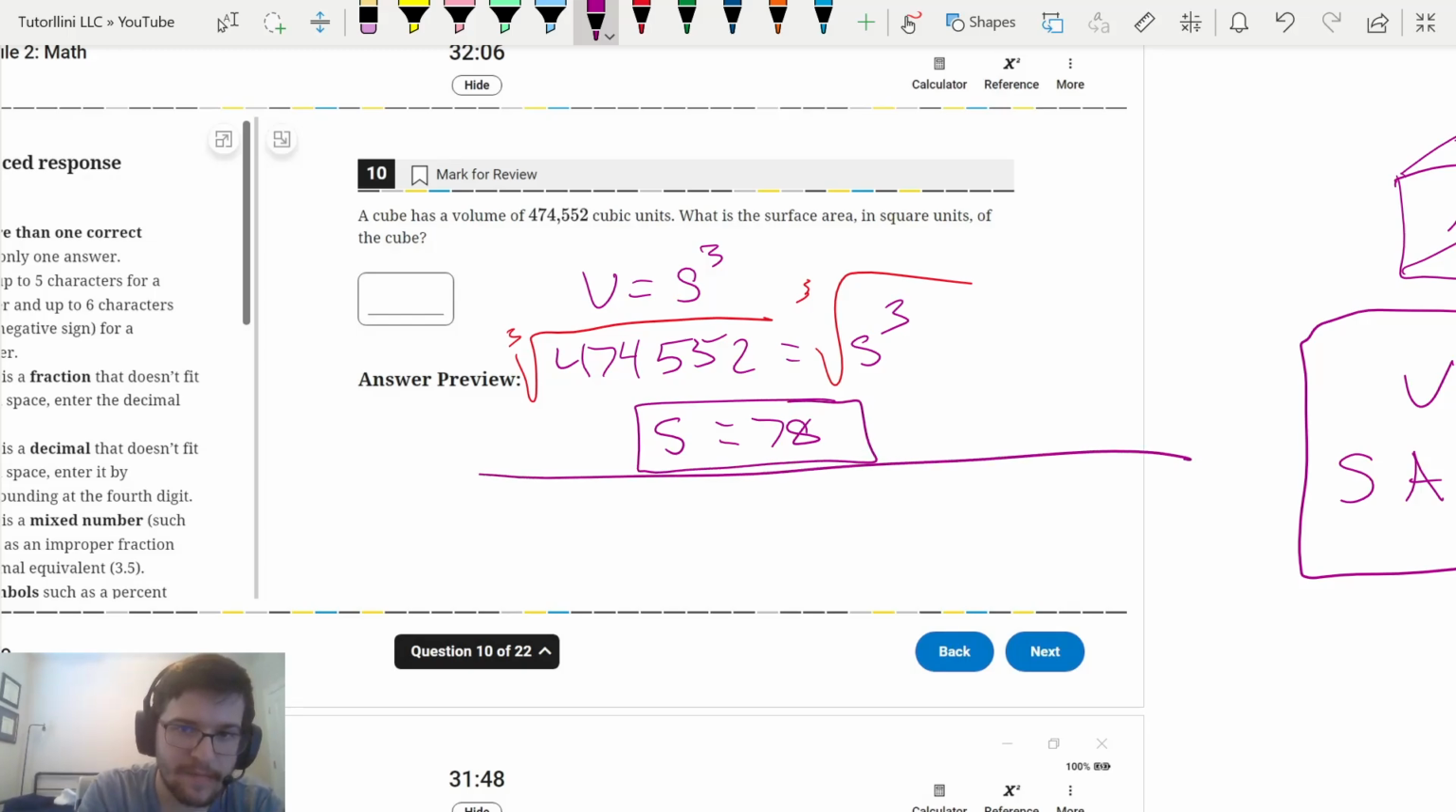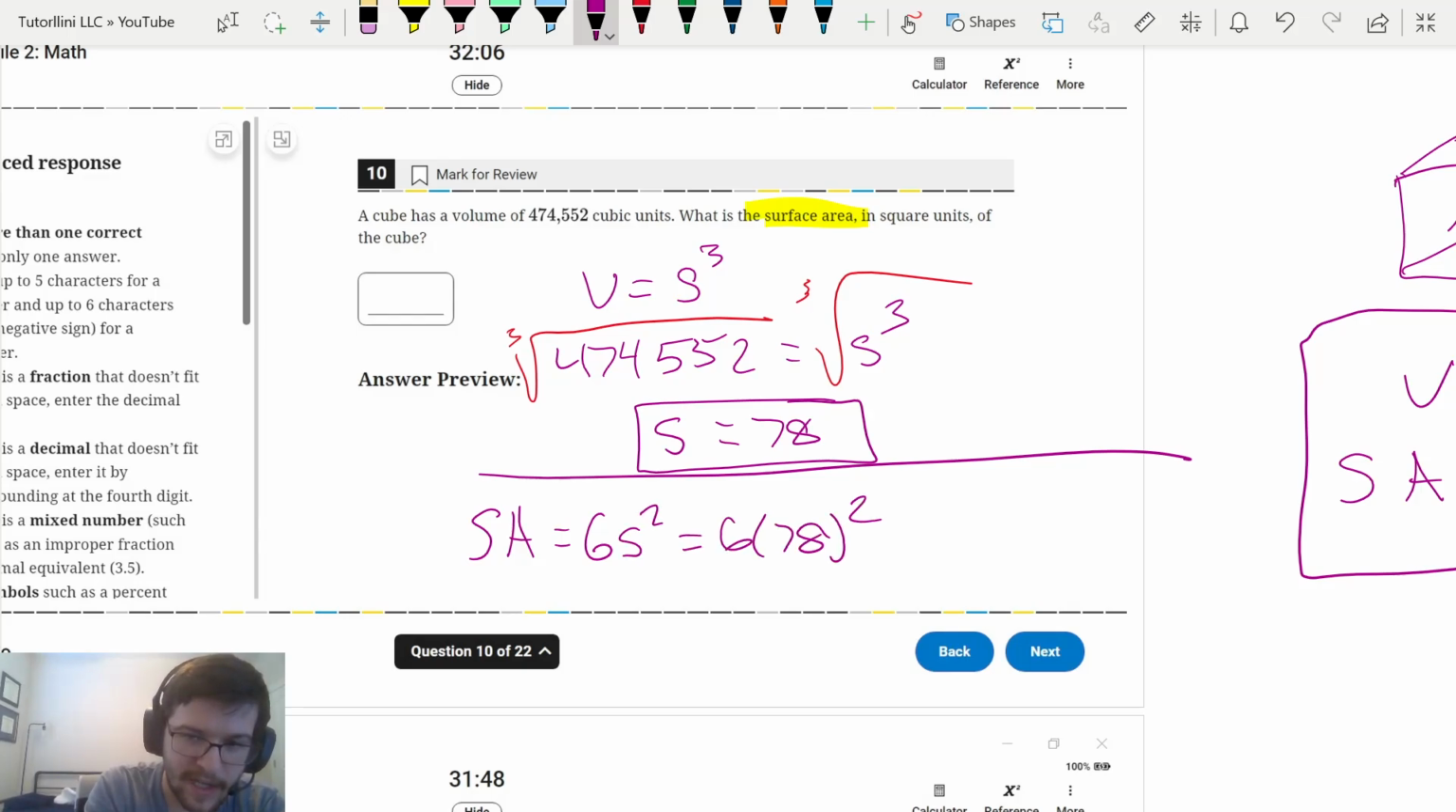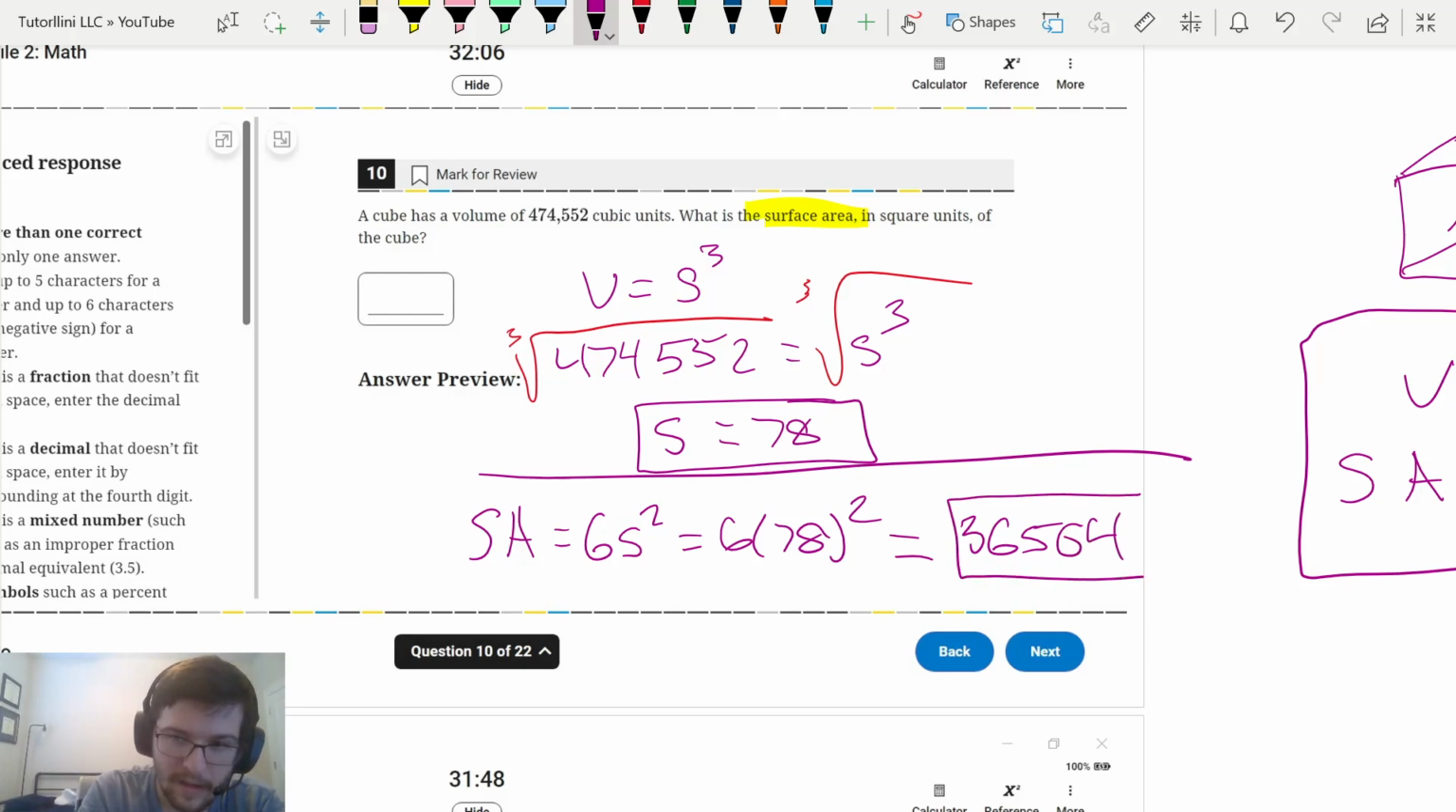We're not done yet though, because it wants us to find the surface area. So the surface area is 6s squared. So we're going to do 6 times 78 squared. Now you can type that in a calculator, and you should get 36,504. And that is the answer, 36,504.